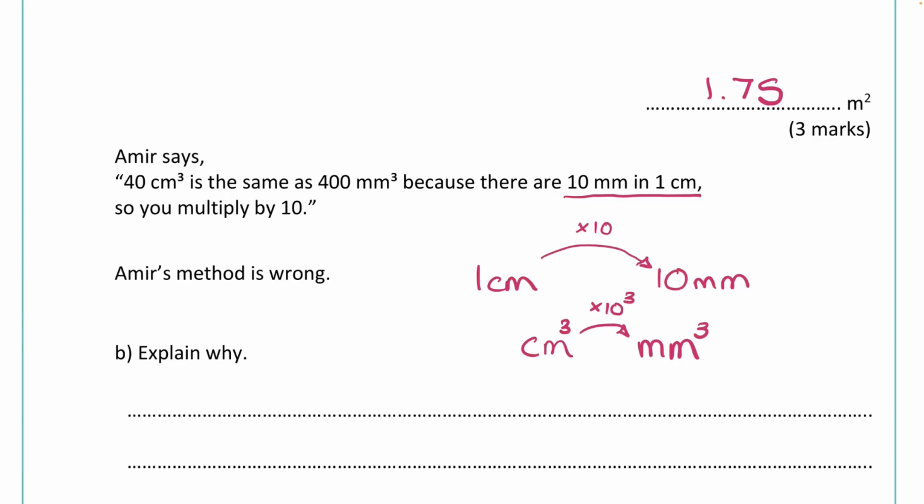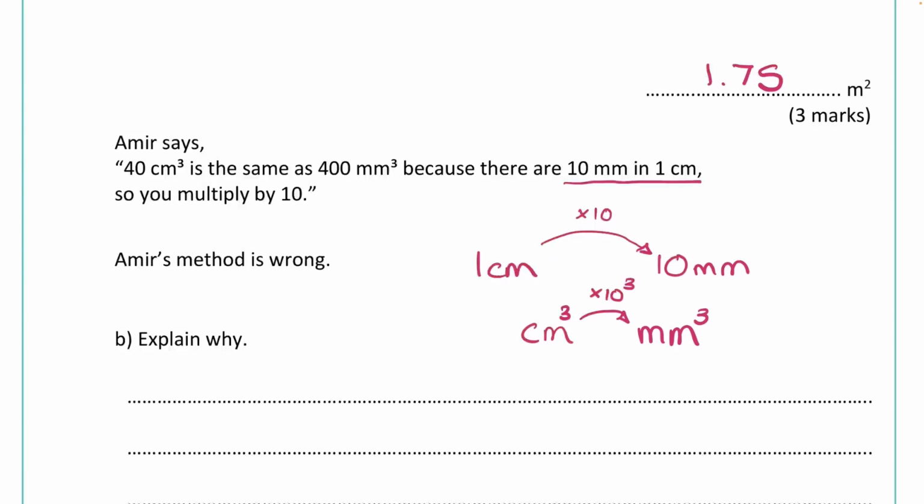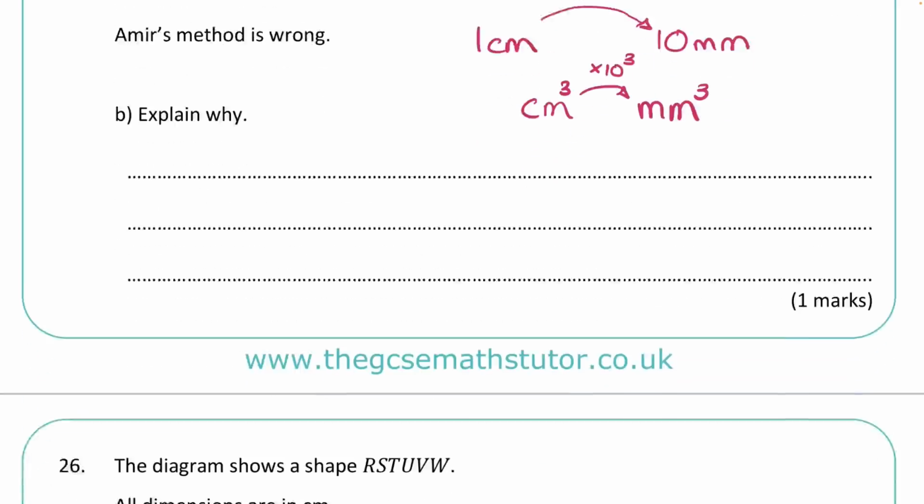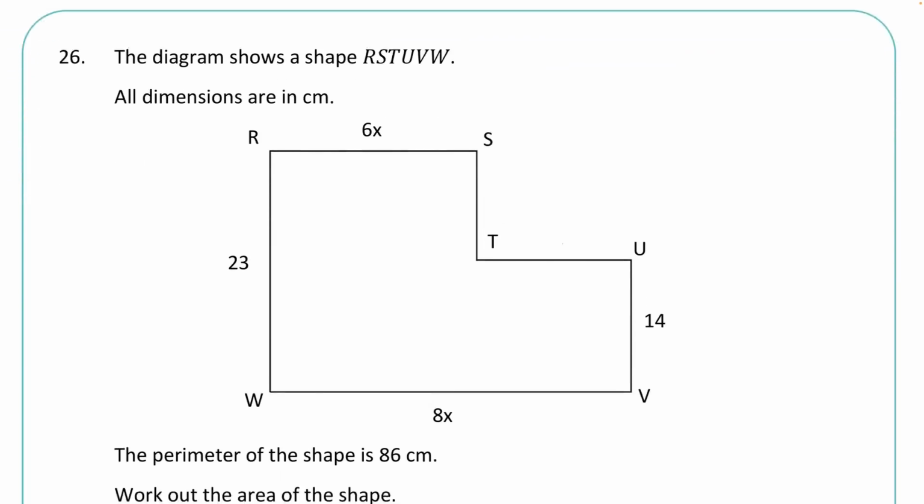Obviously you can use different variations of the language, but something along the lines of, in order to get from centimetre cubed to millimetre cubed, you multiply by 1,000 or you multiply by 10 cubed, however you choose to phrase it. So there we go, that was some converting between the different area or volume units. The same applies for area. We would instead multiply by 10 squared to get from centimetre squared to millimetre squared. So there we go, on to question 26.